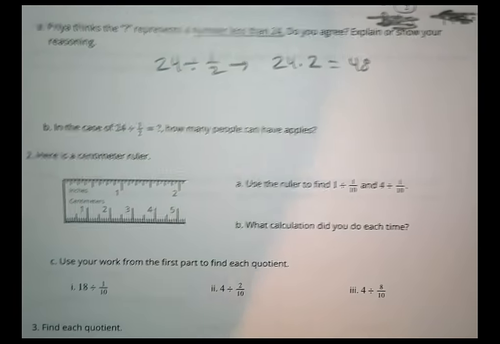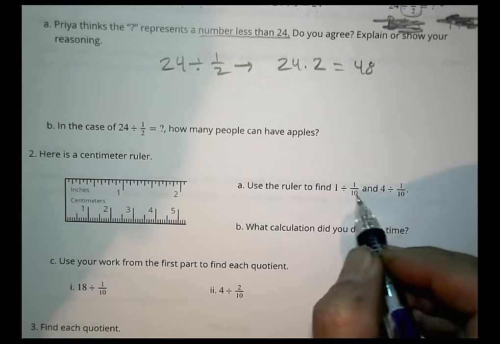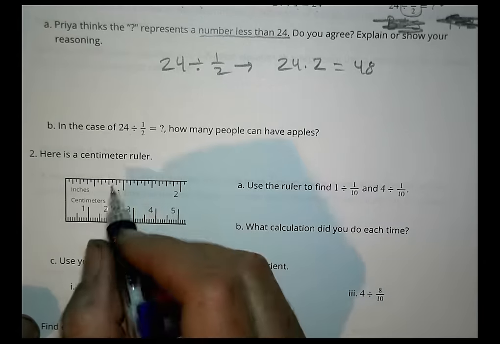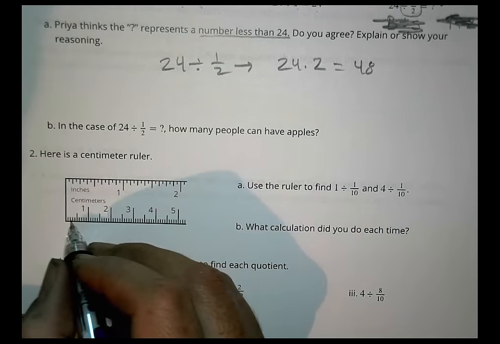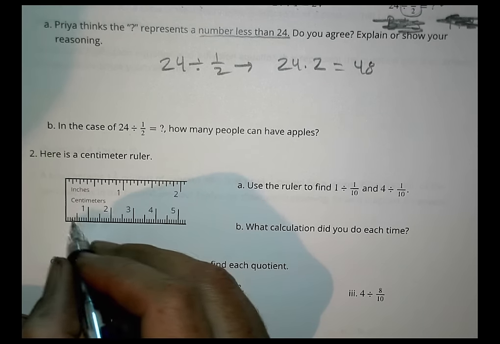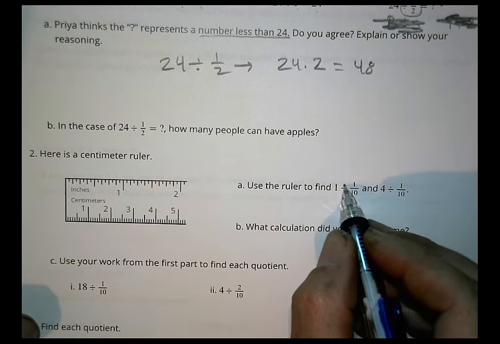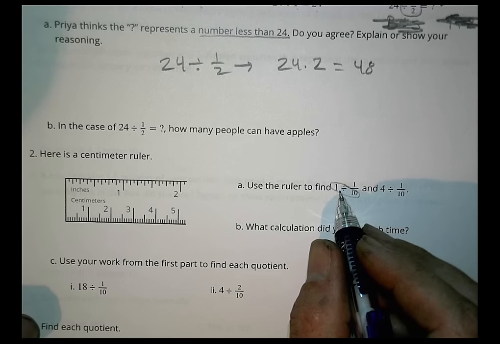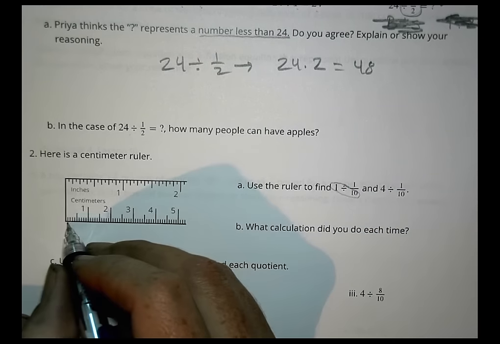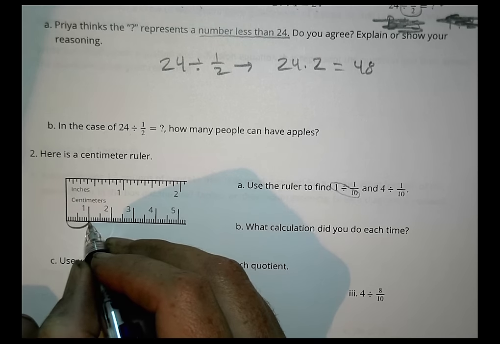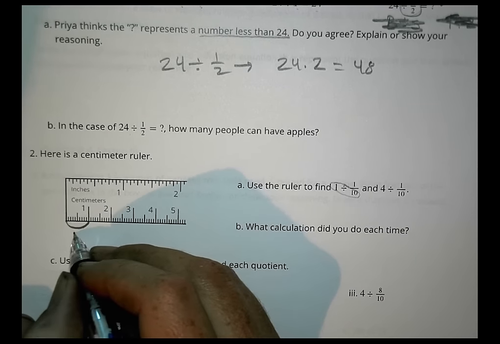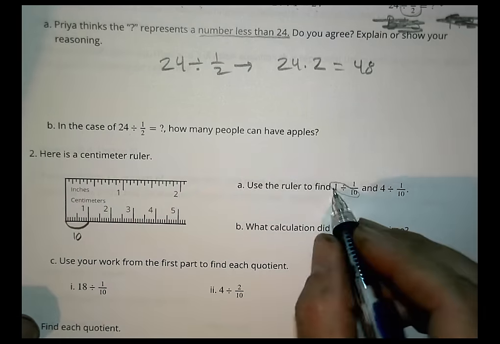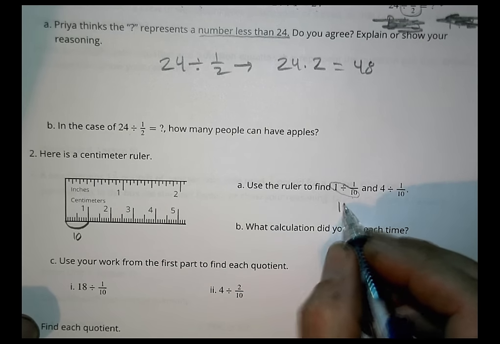Number 2. Here's a centimeter ruler. Use the ruler to find 1 divided by 1/10 and 4 divided by 1/10. Alright, so for 1/10 we have centimeters, and in a centimeter what we know is that these are already broken up into tenths right there, right? So how many 1/10ths are inside of 1? There are going to be 10 inside that space. These are all 1/10ths. Hard to count, but there are 10 there.